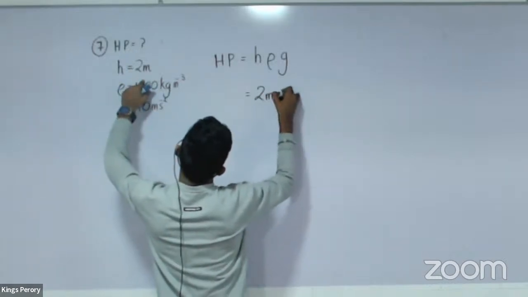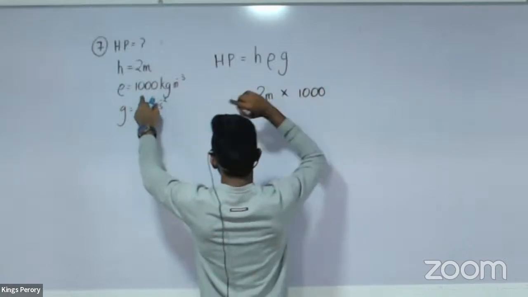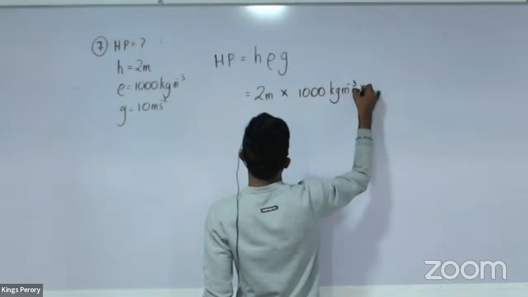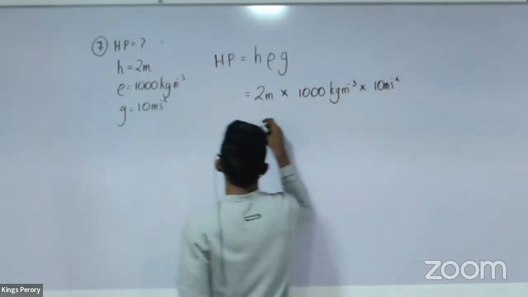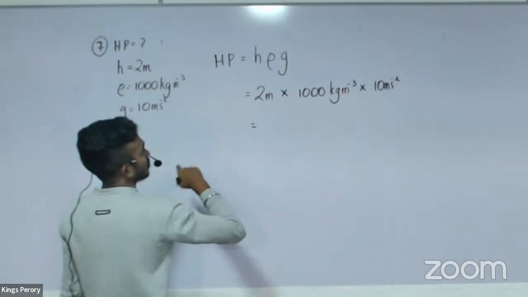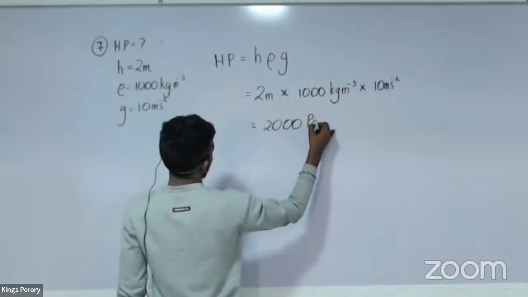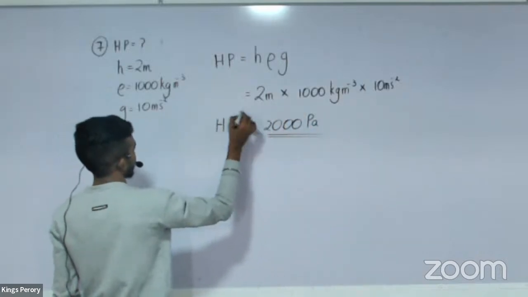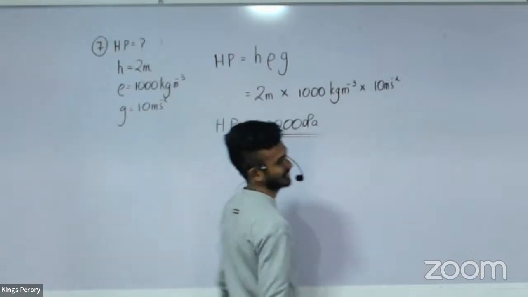2 meters. Density of water, how much? 1000. Don't half do it, fully do it. 1000 kilogram per meter cube. Gravitational acceleration 10 ms to the power minus 2. H rho G, how much? 20,000. You can one shot write it as Pascal. That's the hydrostatic pressure there. 20,000. That's what I was telling.